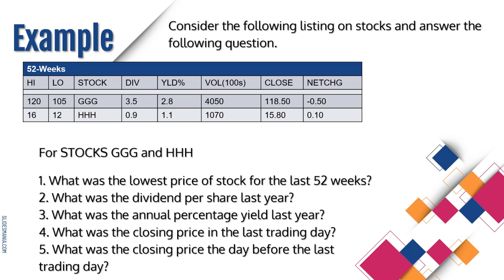What was the lowest price of stock for the last 52 weeks? What was the dividend per share last year? What was the annual percentage yield last year? What was the closing price in the last trading day? And what was the closing price the day before the last trading day for the stocks GGG and HHH?